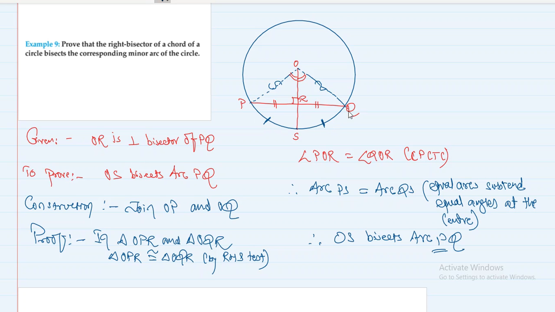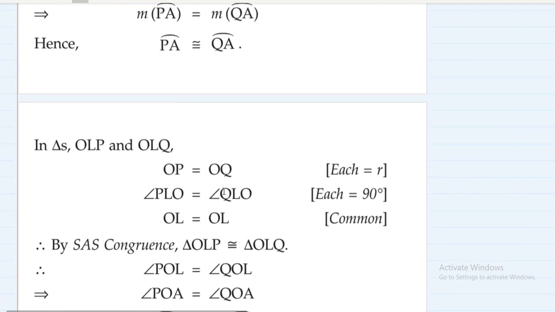So it was very easy to prove by using congruency. I did not write all the steps for congruency. You have to mention everything. Okay, so this is the way you prove question number 9. Let's go to the next question.